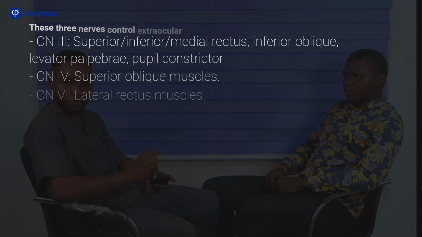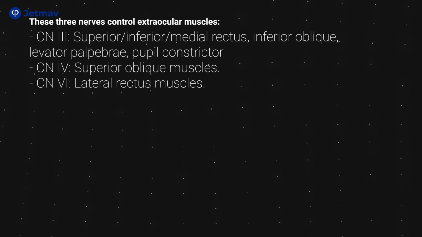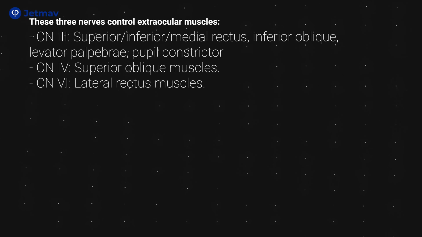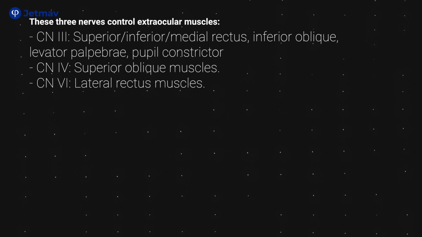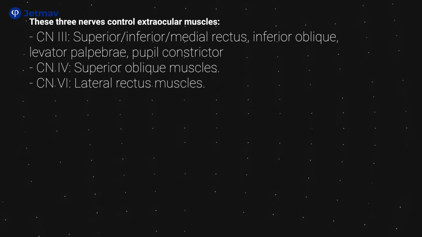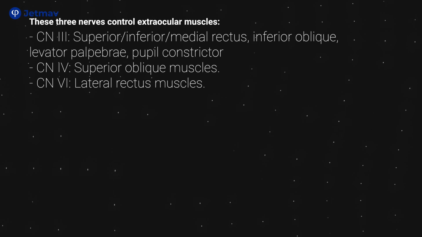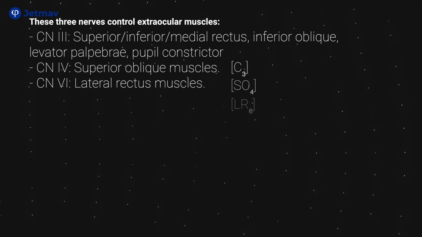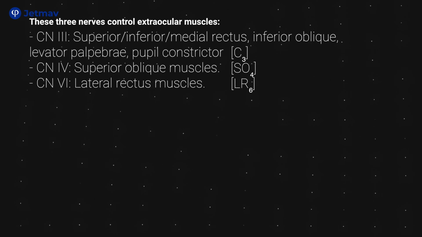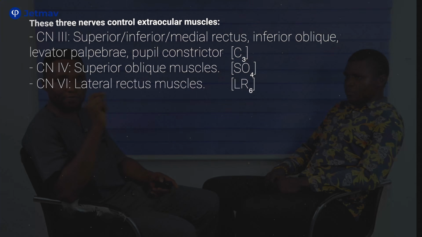The cranial nerve 4 controls the superior oblique muscle. Then the cranial nerve 6 controls the lateral rectus, while the other extraocular muscles are controlled by the cranial nerve 3, which include the superior, the inferior, and the medial rectus, the inferior oblique, and the levator palpebrae. So the cranial nerve 4 controls only the superior oblique, while the cranial nerve 6 controls only the lateral rectus. I always remember this with SO4, okay? SO4: superior oblique by the cranial nerve 4, then the lateral rectus is controlled by the cranial nerve 6, then all other extraocular muscles are controlled by the cranial nerve 3, okay?